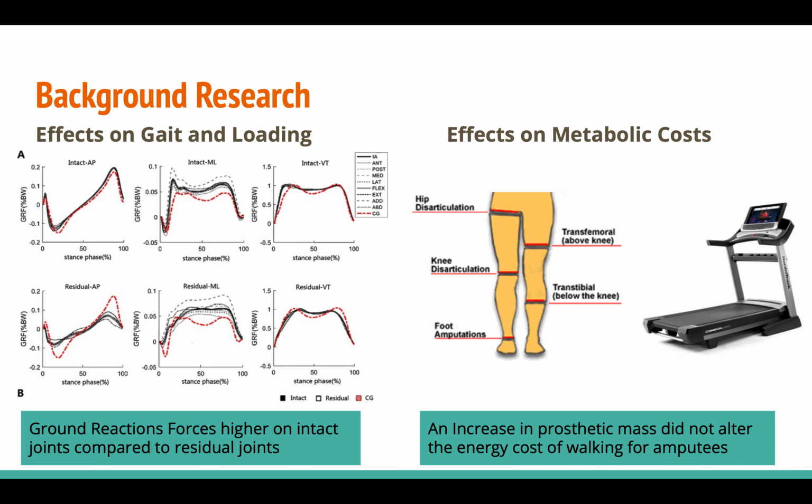The first study saw researchers looking to find a correlation between prosthetic alignment and the subject's gait and ground reaction forces. They found that the reaction forces were higher on intact joints than residual or amputated joints, which could lead to an increased risk of knee osteoarthritis.